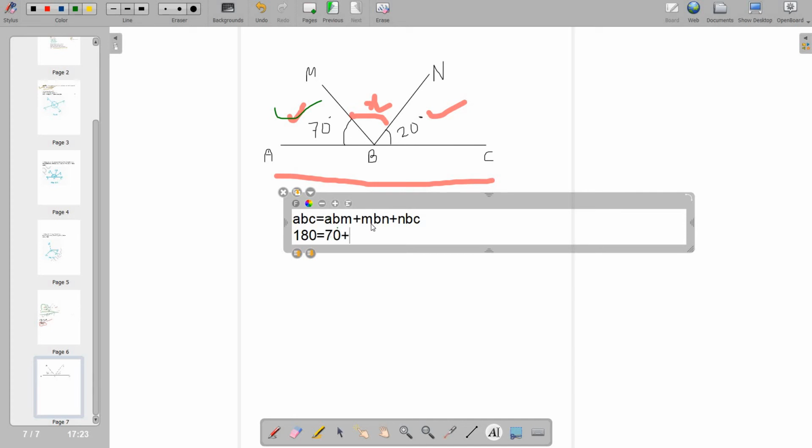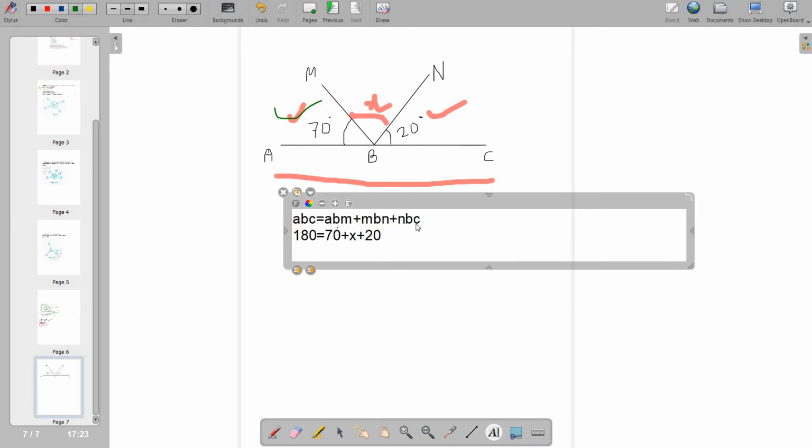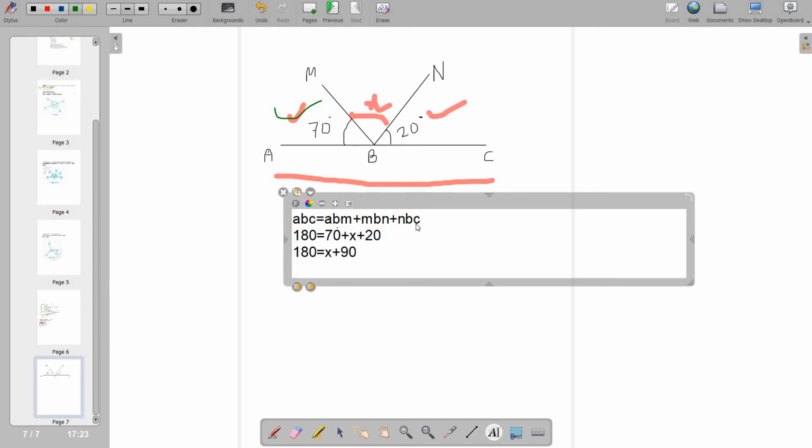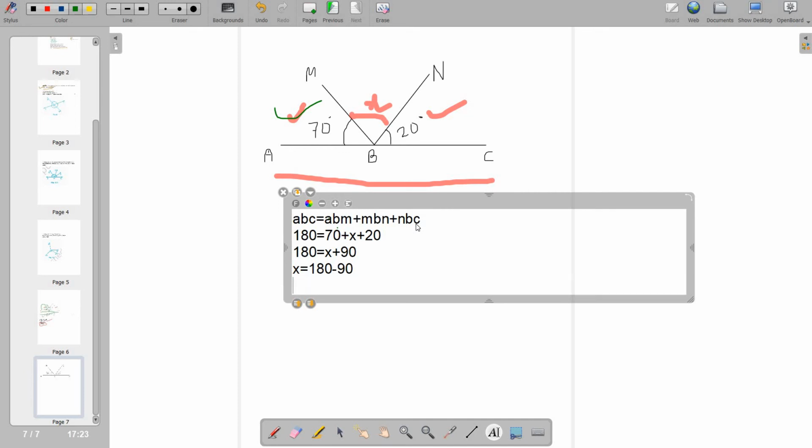What is the angle MBN? MBN is x degrees. Let us put x, plus what is angle NBC? NBC is 20 degrees. Now let us write 180 degrees is equal to 70 plus x plus 20, which is x plus 90 degrees. Now from here we can find the value of x. The value of x is 180 minus 90 degrees, so x is equal to 90 degrees.